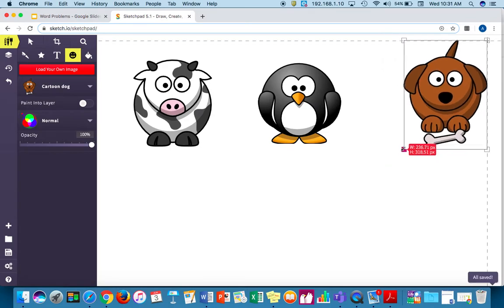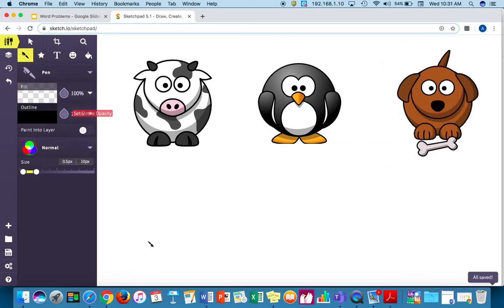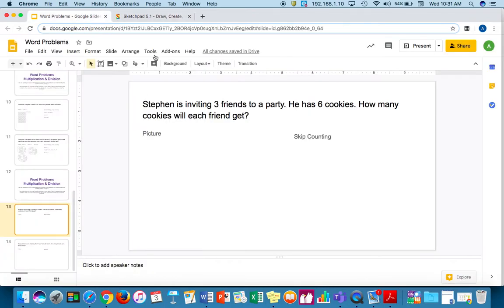There are 6 cookies for these 3 friends. So I'm going to draw my 6 cookies and give 1 to each until I run out. So the cow gets 1, the penguin gets 1, the dog gets 1. That's 1, 2, 3, 4, 5, 6. How many cookies did each friend get? Well, I can look right at my picture. Each friend got the exact same amount of cookies. Each friend got 2 cookies.